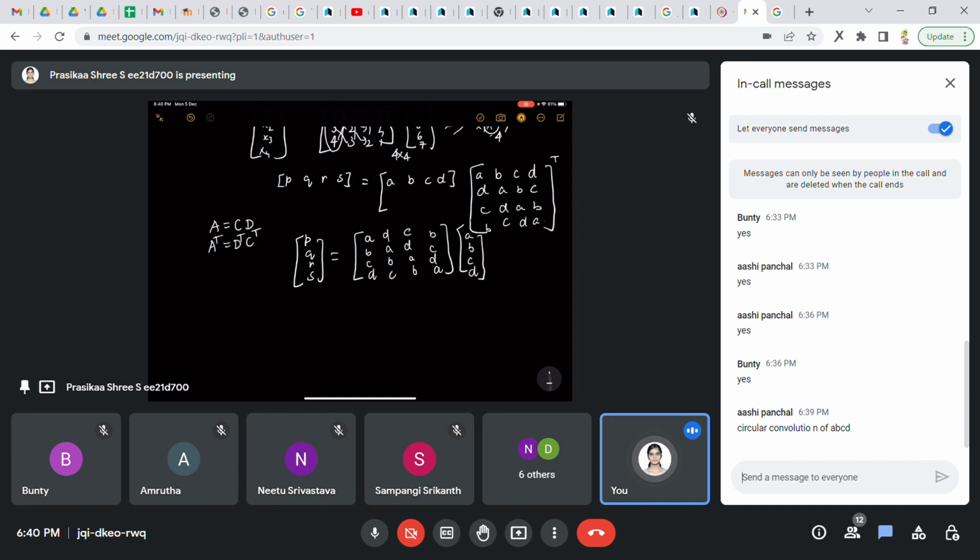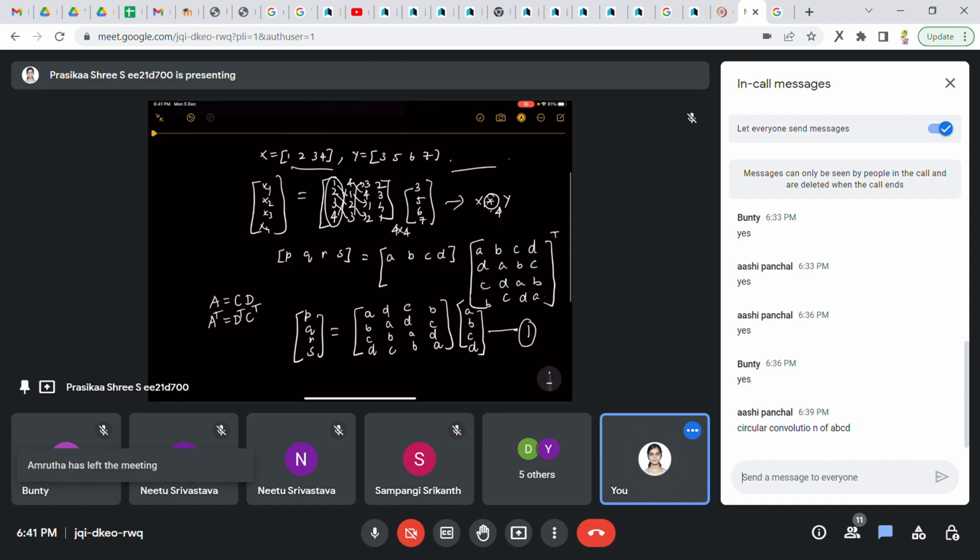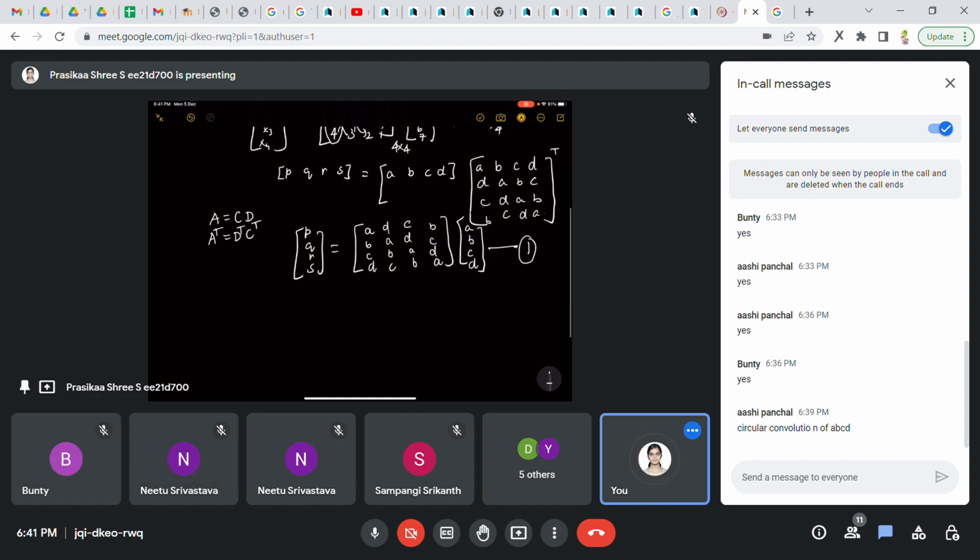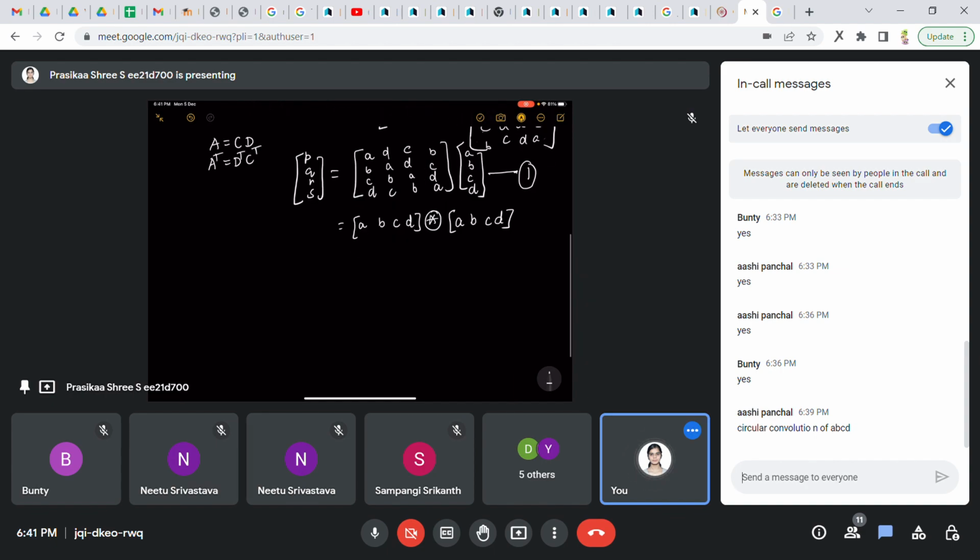Now you can see that this first relation and the star relation which I have described here are both the same. So this is nothing but ABCD circularly convolved with ABCD. This is something which you need to remember.